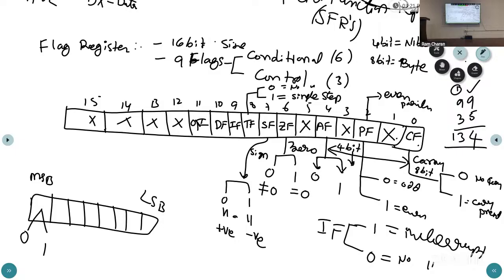Okay. So these are the 6 conditional flags and 3 controlling flags. Right. So this is about flags. So how many total registers are present in the 8086?